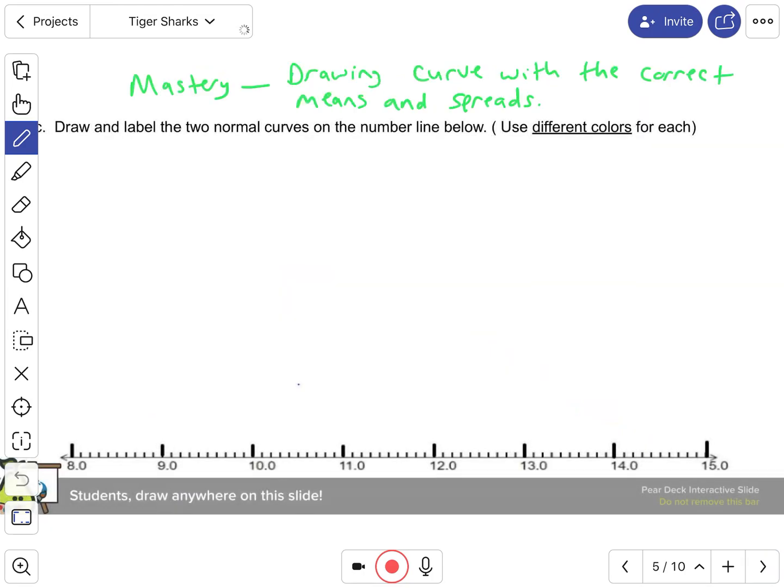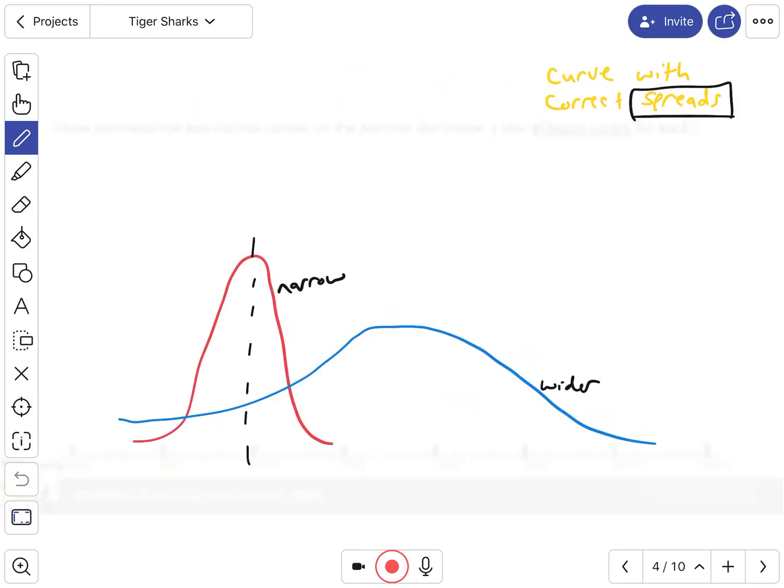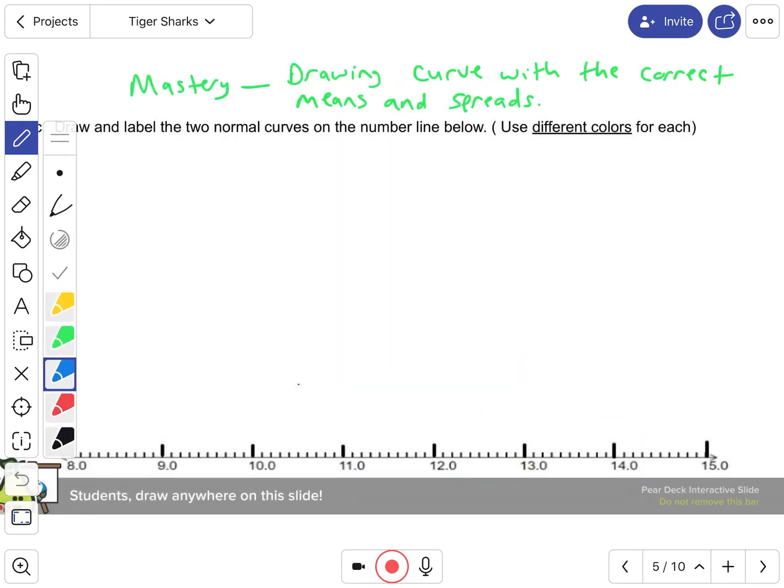Okay, so let's go put those together. If students were able to correctly get the mean and the standard deviation together, well, that shows a higher level than near mastery. That shows mastery.